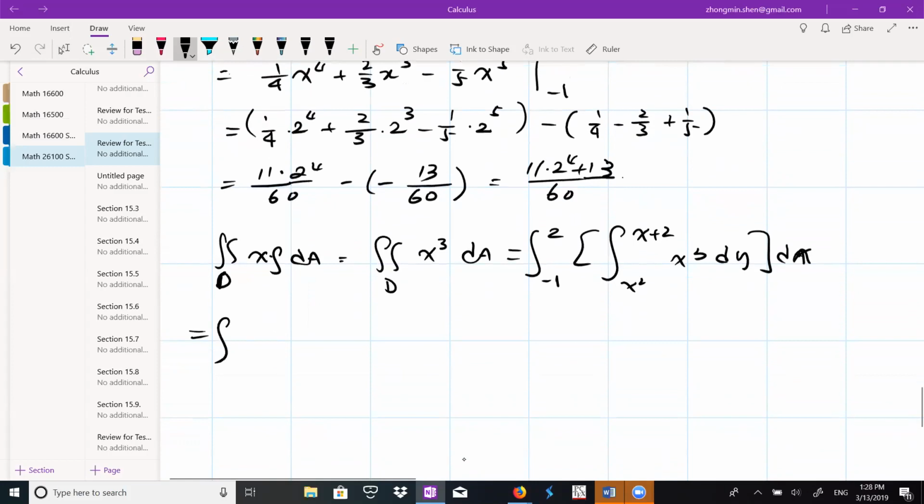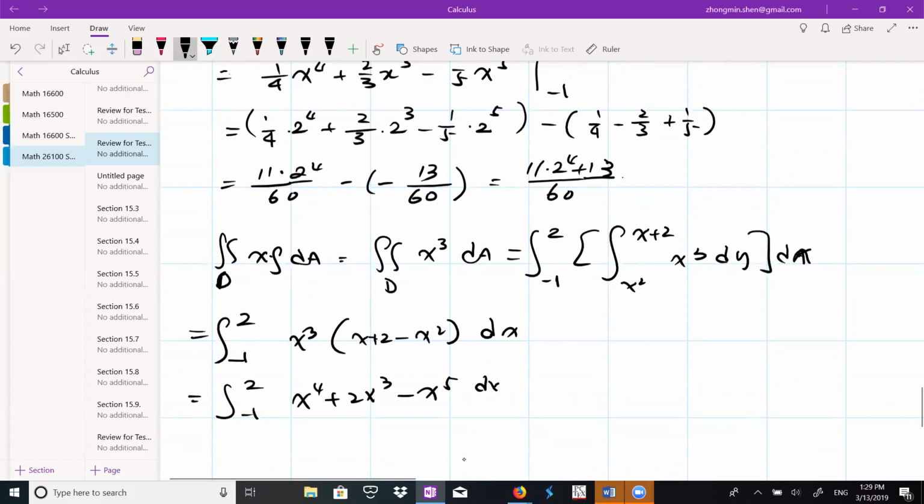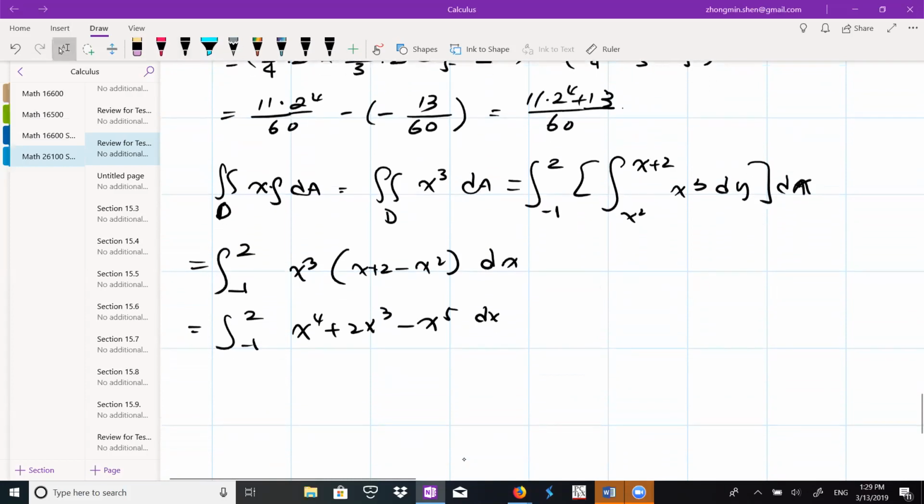Okay, so you will get the integral. Yeah, this x cubed is independent of the y variable. So x cubed times x plus 2 minus x squared, dx. So I get x to the fourth power plus 2x cubed minus x to the fifth. Okay, so the antiderivative now is quite different. It's going to be 1 over 5 x to the fifth, and that is going to be 2 over 4 x to the fourth power. And evaluate at the two endpoints.